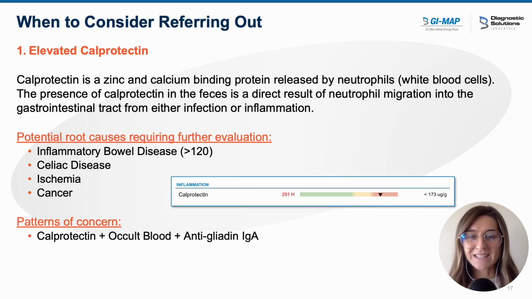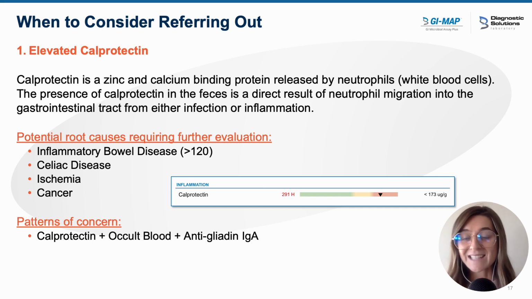As we start diving into some specific scenarios where we would maybe want to consider referring out, I also want to say there's a lot of other scenarios. This webinar would be way too long if we went into the intricacies of every single finding. So I'm going to keep it pretty minimal. We're going to just talk about 4 here, with the first one being elevated calprotectin.